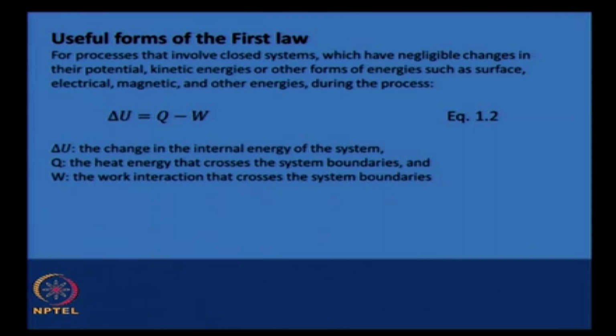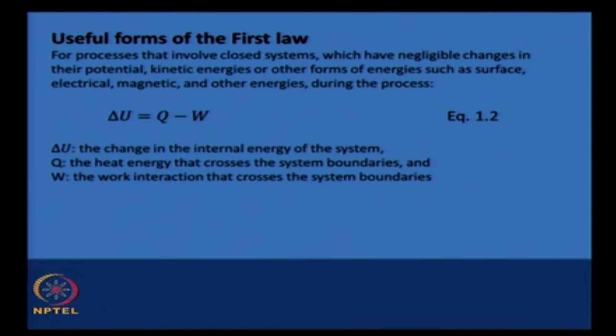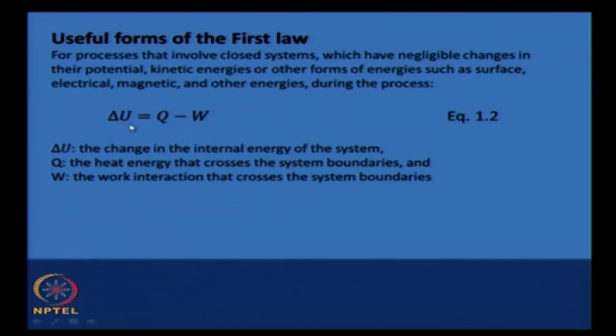The useful form of the first law, for us at least, is to begin with when it is applied to a closed system. For a closed system, when there are negligible changes in other kinds of energies such as potential energies, kinetic energies, surface energies, magnetic energies, then you can relate the change in the internal energy delta U to the heat interaction across the system boundaries and the work interaction across the system boundaries.